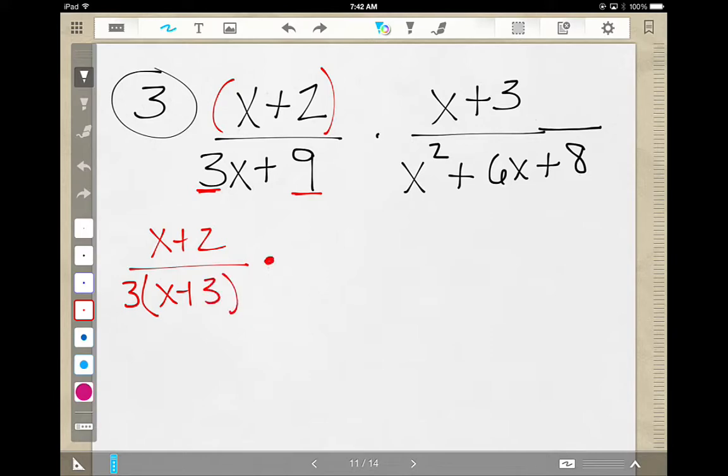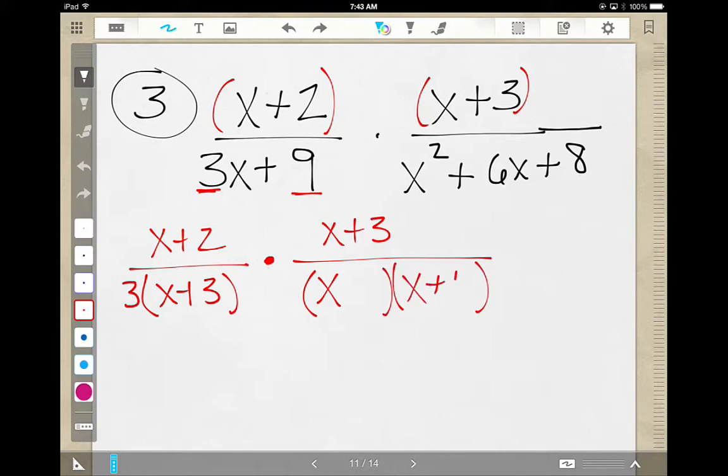And then we're supposed to multiply that expression times another expression, which is x plus 3, again, no common factors there, over, now I'm going to factor this x squared plus 6x plus 8. It's got to be x times x to get x squared, and I know that 4 and 2, both positive, will multiply to 8 but add up to 6 in the middle.